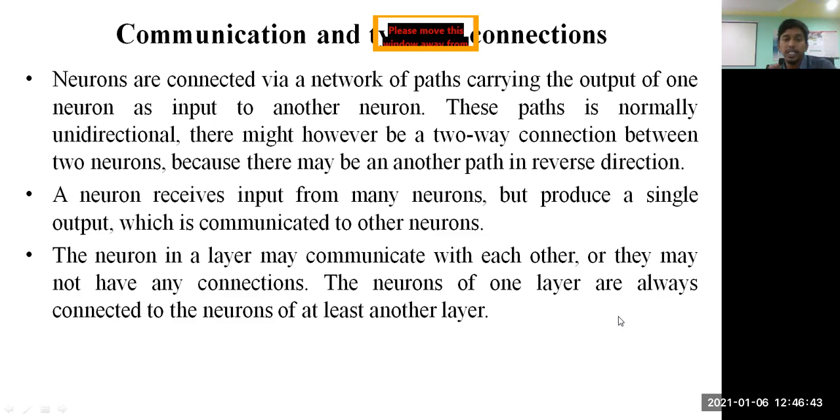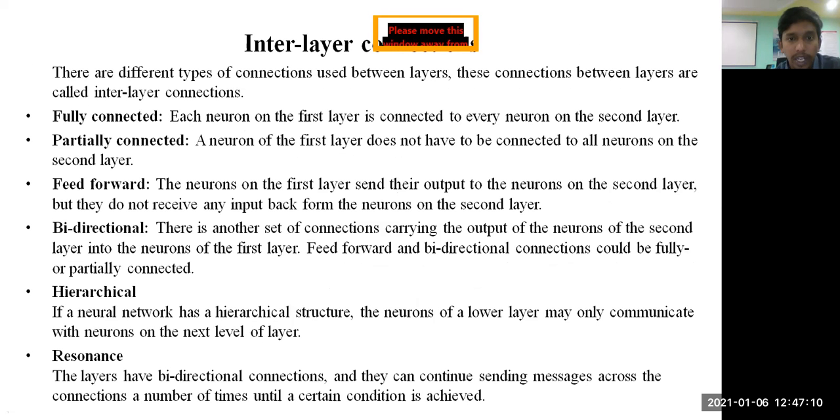With this aspect, the communication between neurons is a key important factor in the design issue. The neurons in a layer may communicate with each other, or they may not have any connections. The neurons of one layer are always connected to the neurons of at least one other layer. So communication and the types of connection are important things to understand as a design issue of this artificial neural network.